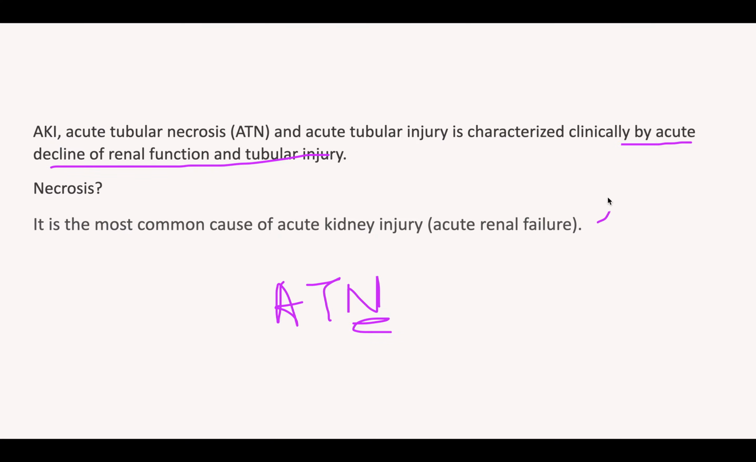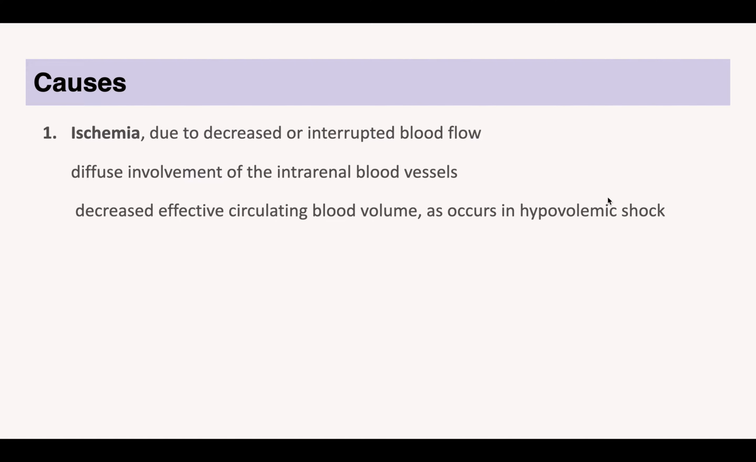Now this necrosis, not all cases show necrosis. So therefore the term nowadays which is preferred is acute tubular injury or acute kidney injury, because necrosis is not seen in each and every case, and it is the most common cause of acute renal failure. Now in this video we will discuss the causes, we will discuss the pathogenesis.